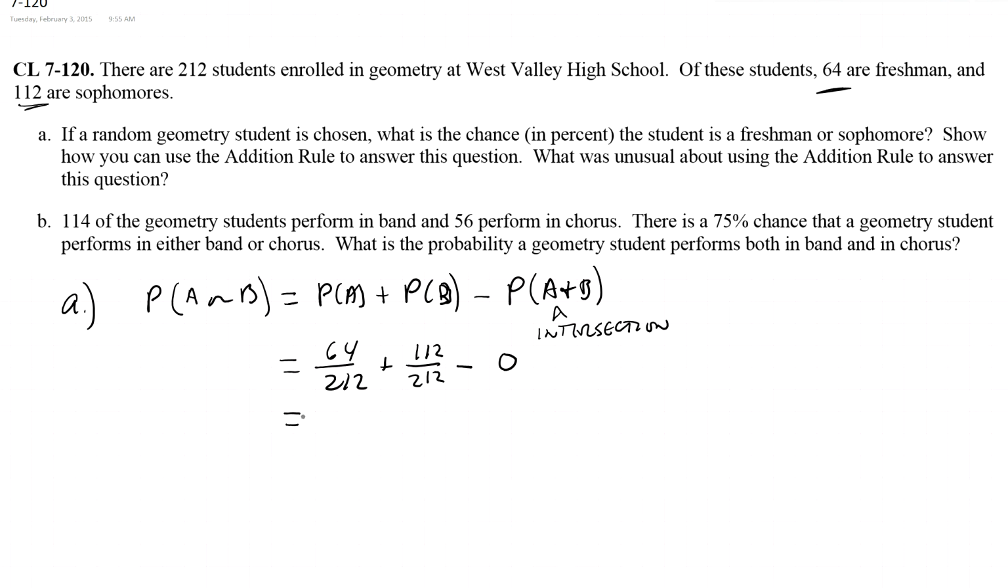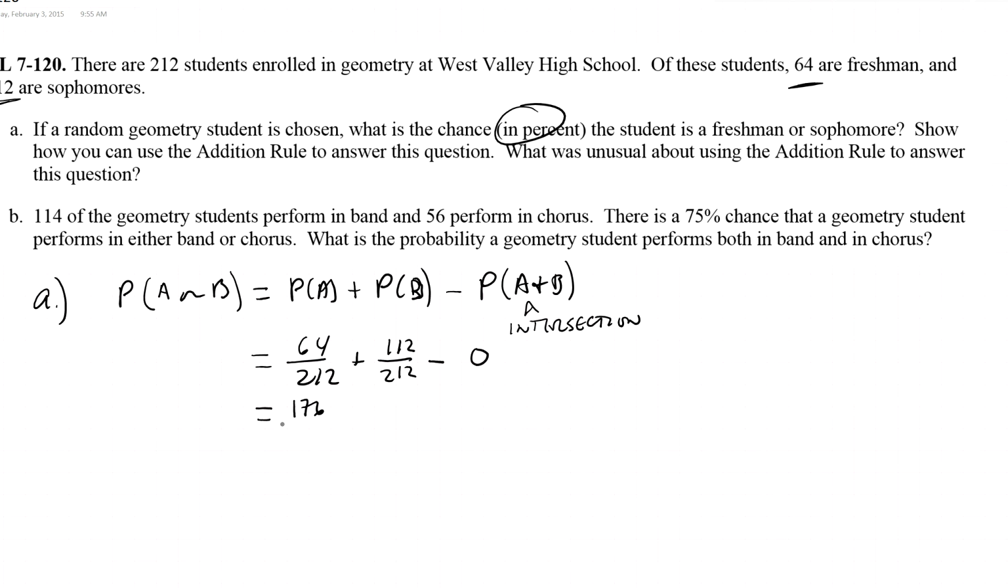So to figure out this probability, and they told us they wanted it in percent, 64 plus 112 is 176 over 212, which divided by 212 is 83.0%.